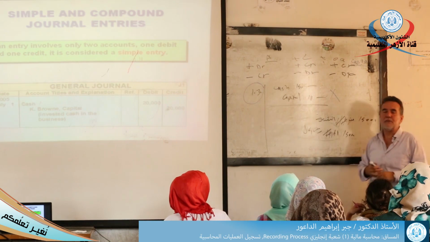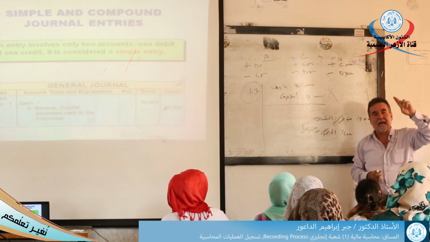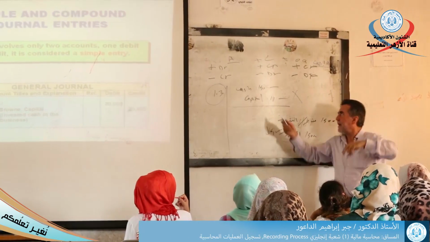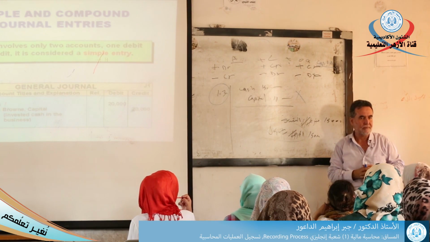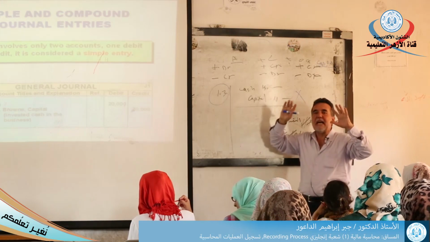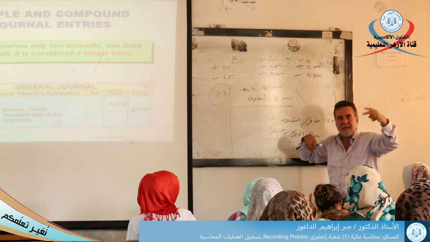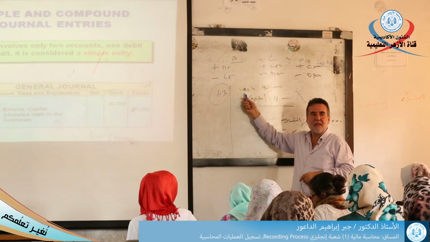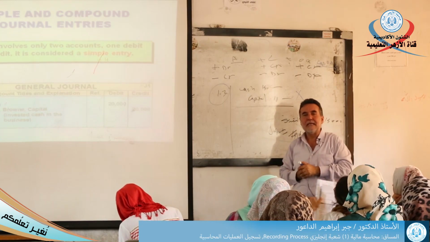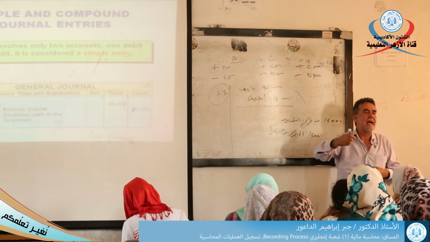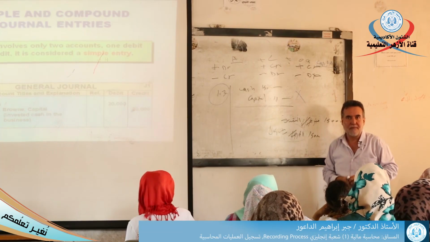Not equal. Also, if the entry has just two sides, two items, one item on one side, like cash and capital, it is called a simple entry. If the entry has only one item on the right side and one on the left side, here one item, cash, and here one item, capital, we call it a simple entry, because it contains only one item, like that.